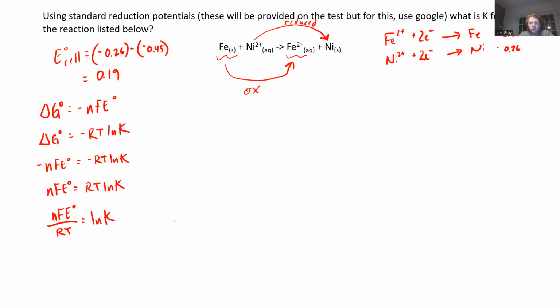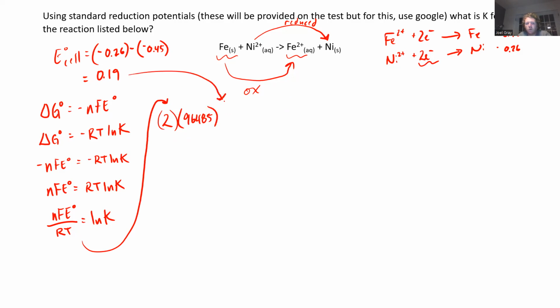And it's at this point that I want to start plugging any values in. Well, this is happening at 298 Kelvin, and I know that because temperature is not mentioned. What I'm going to do is come over here using this equation, and I'm going to say n, the number of electrons that are being transferred, is 2, times F, which is 96,485, times E naught, which I just solved for, 0.19, divided by my RT.